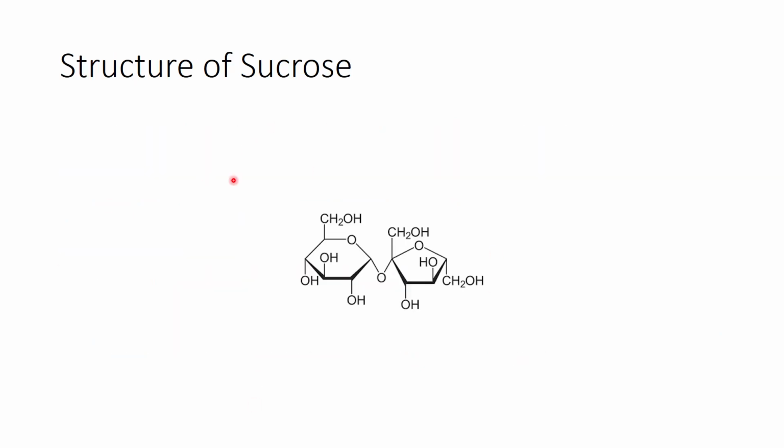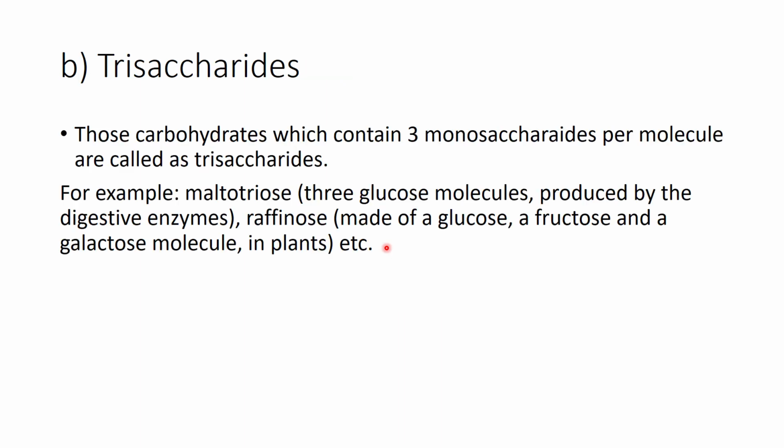This is the structure of saccharose. I said that saccharose is made up of glucose plus fructose. This is how the saccharose looks like. If I want to hydrolyze it, or react it with water, it's going to break down from here and it's going to make a glucose and a fructose. That's why this is called a disaccharide.